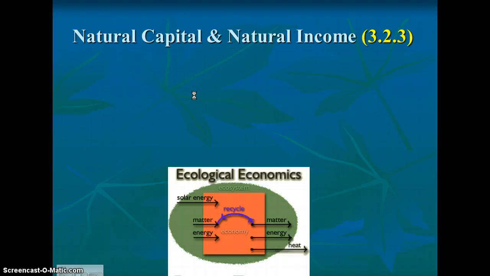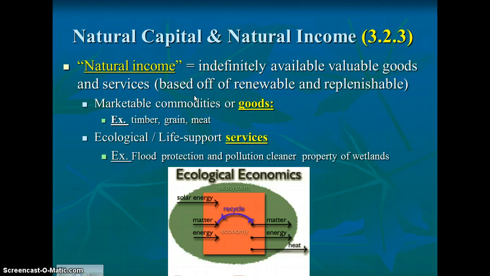But in talking about the economics, we also need a couple more terms. The first term we're going to look into is natural income. You might see the word income and immediately think money, money, money. Well, take that away from your mind. That's not what we're really focusing on here. We're focusing on the fact that nature is providing us goods and services, this yellow stuff. Natural income is indefinitely available goods and services, and they're mostly going to be these two types of resources we'll talk about in a second.